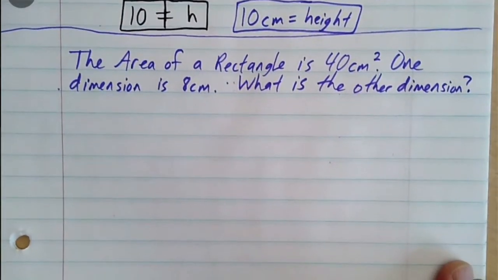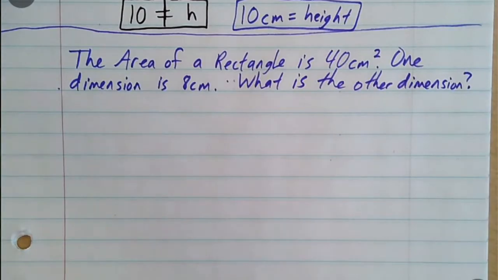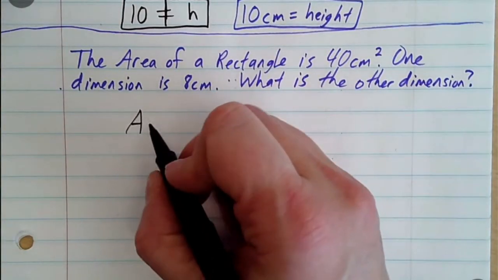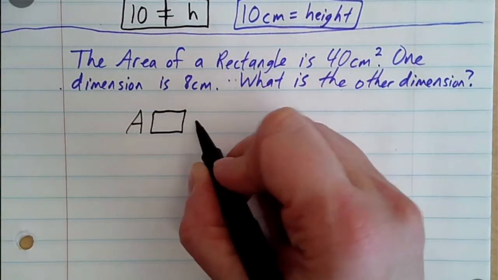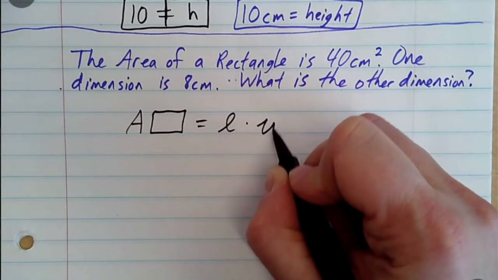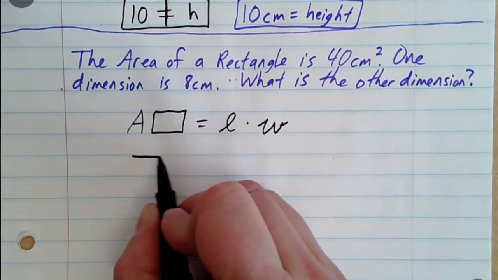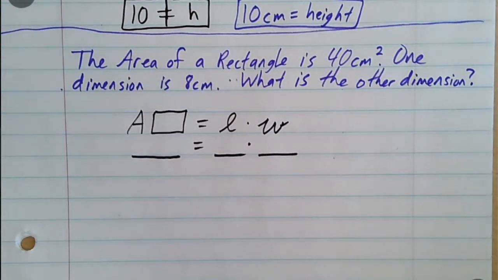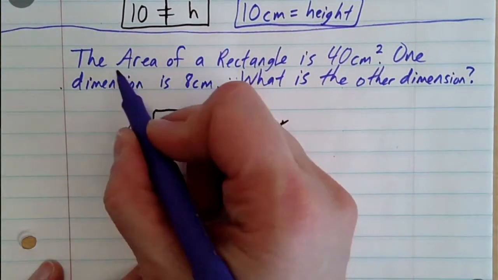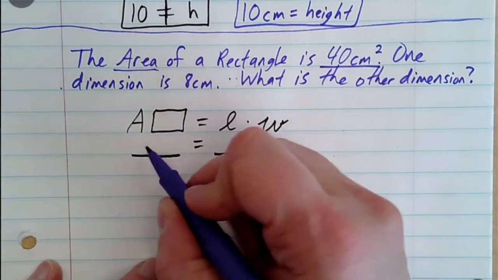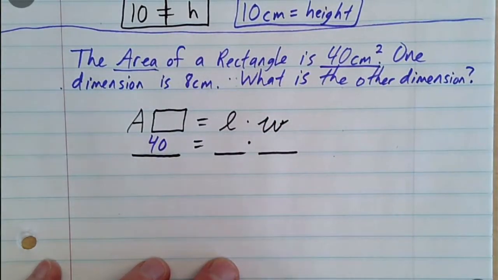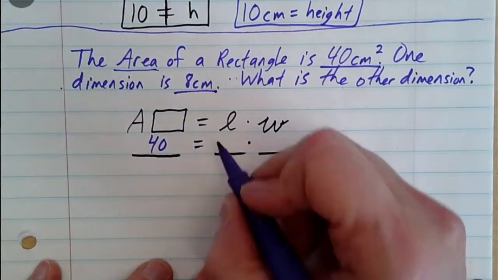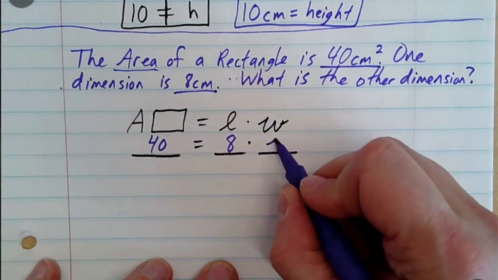So you have to break this down into what you know. We're talking about area of a rectangle, so we want to use its formula, which is length times width. And then we just want to fill in blanks. Do we know the area? Do we know the length? Do we know the width? What do we know here? The area they gave us was 40, so we can put that over here under area. We know one dimension's 8, so maybe we call that our length, and then we're looking for the width.